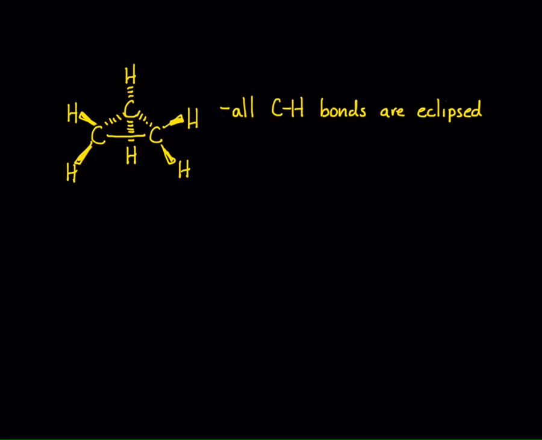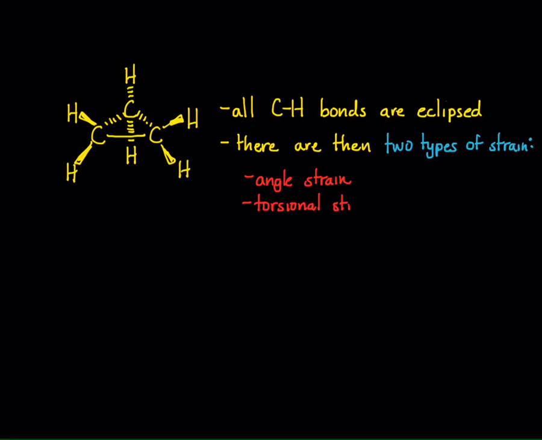If you think about drawing a Newman projection down a carbon-carbon bond, you see that the hydrogens are eclipsed to one another. And we saw, in terms of conformational analysis, that eclipsed bonds have their own type of strain, which we called torsional strain. And so in this cyclopropane structure, we actually have two types of strain, angle strain and torsional strain.